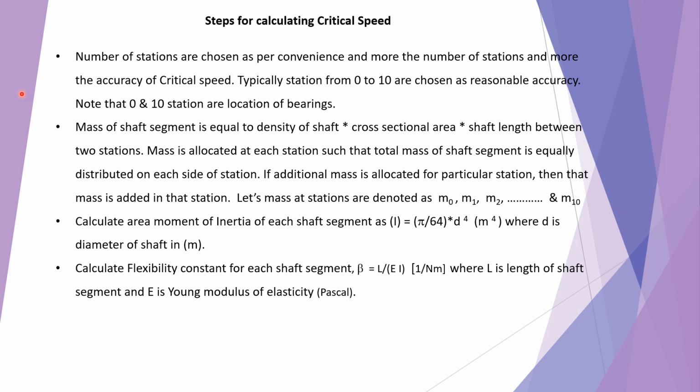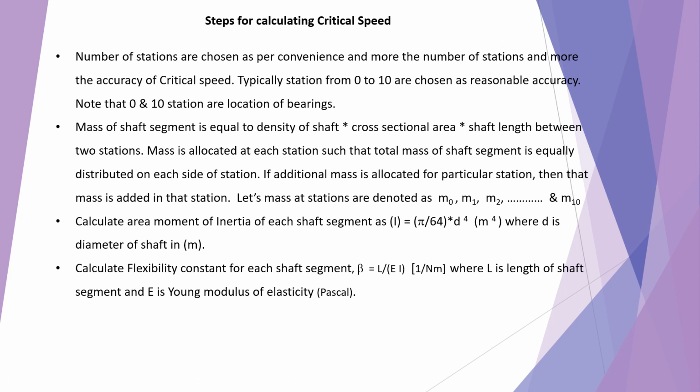Mass of a shaft segment is equal to density of the shaft into cross-section area into shaft length between the two stations. Mass is allocated at each station such that the total mass of the shaft segment is equally distributed on each side of the station. If additional mass is allocated to a particular station, then that mass is added at that station. Let's say the mass at the stations is noted as M0, M1, M2 up to M10.